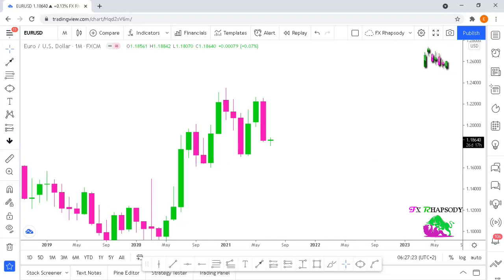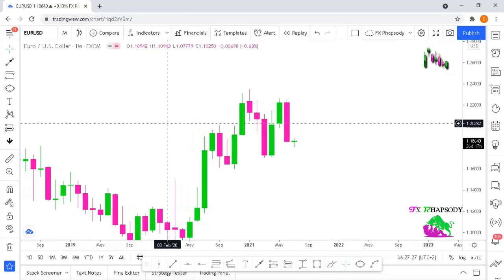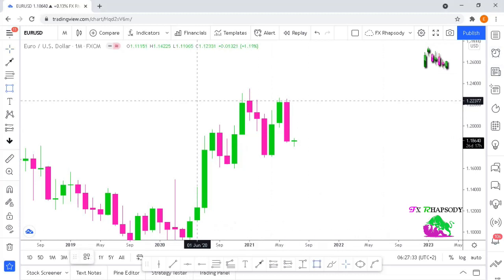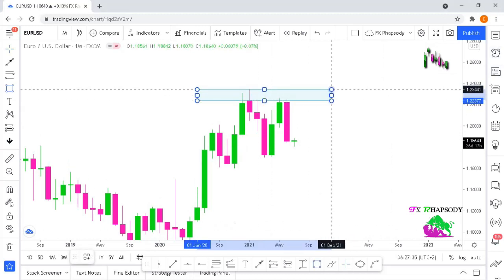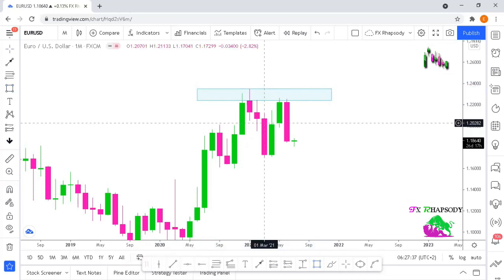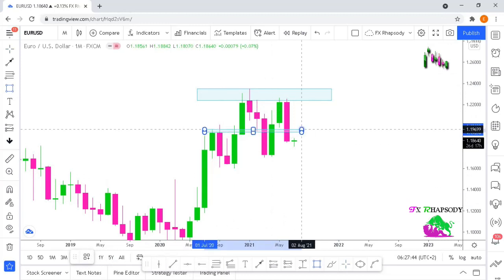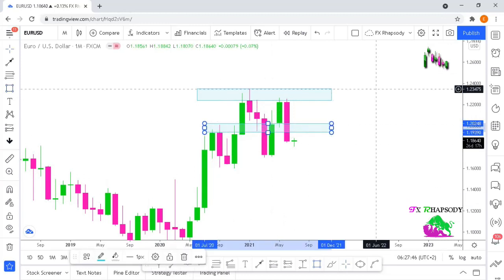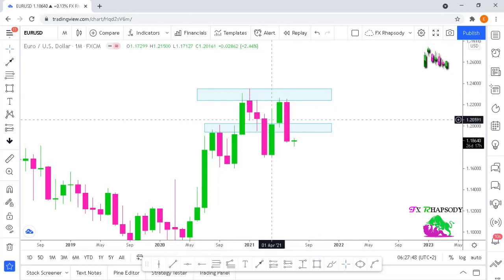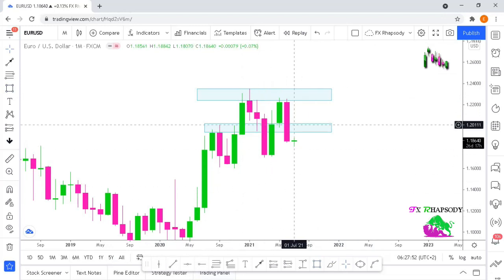Okay, let's hit the charts. On the EUR/USD on the monthly time frame, what we can see is there is this resistance area at the top here that the euro bounced off, and then there was this support. It bounced off the first time, so there's a little bit of a support area over here. We can see there was a big movement to the downside.